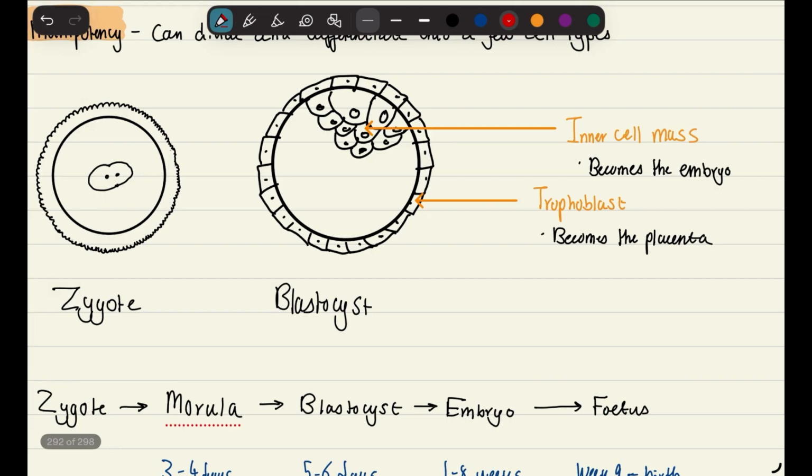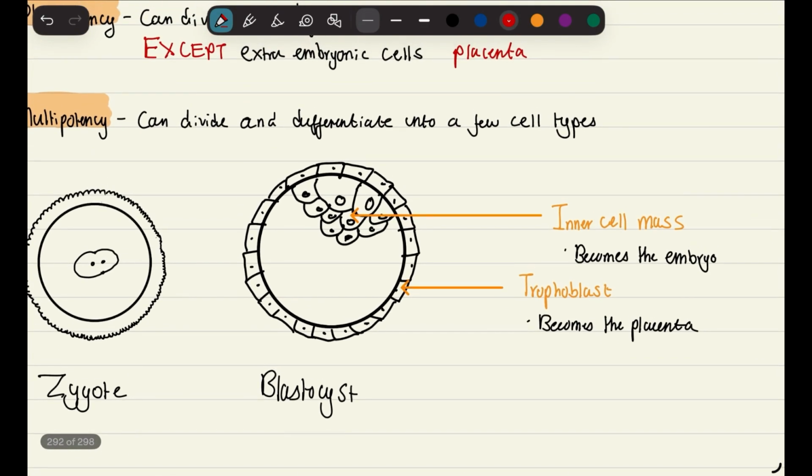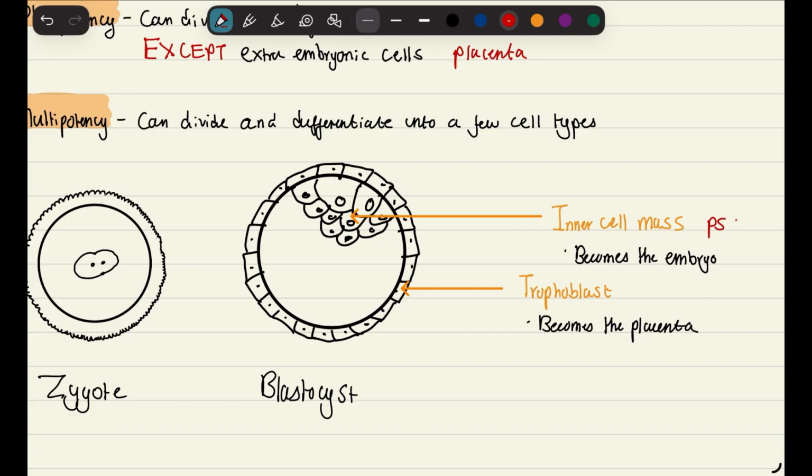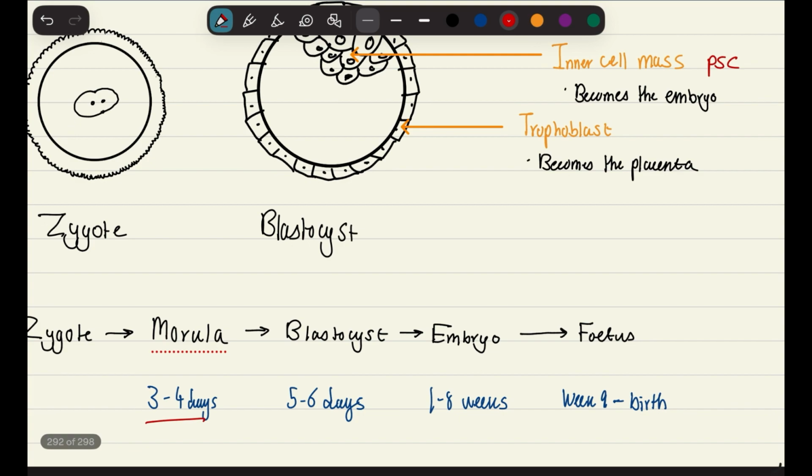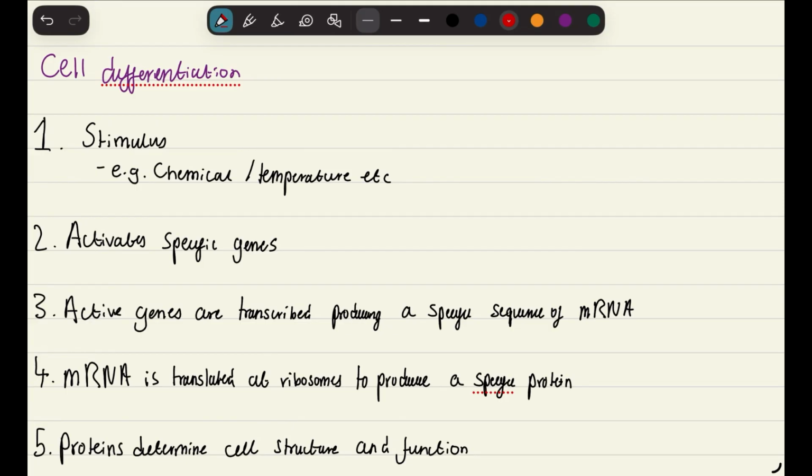Cool. Your morula becomes a blastocyst, which is what we've got here. The defining features of a blastocyst are that it's got a trophoblast and an inner cell mass. What's really important to know is that the inner cell mass is going to become the embryo, and it contains your pluripotent stem cells, and the trophoblast is going to become your placenta. The blastocyst forms at 5 to 6 days and will become the embryo, from the first week to the 8th week. That's when you're in the embryo stage, and then it'll become a fetus, which will be delivered at birth.